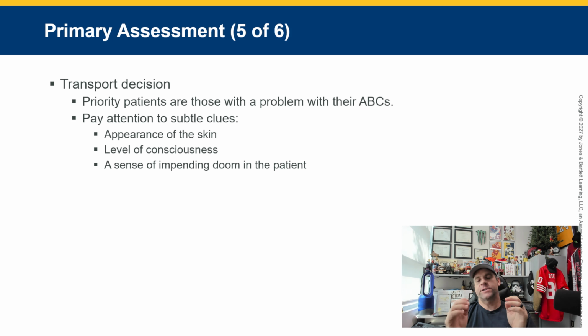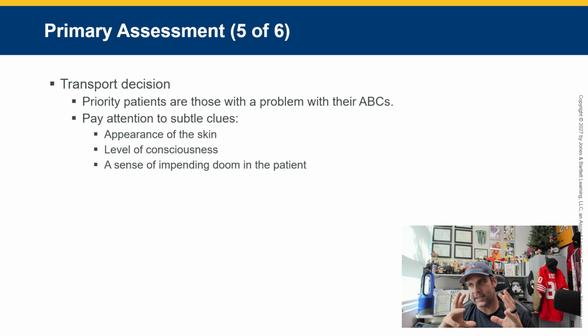Transport. So the transport decision follows directly from your primary assessment. Once you're done with your primary assessment, you're formulating a plan. What do you need to do? What treatment should I do? More importantly, do I need ALS? Is this a BLS call? What hospital should I go to? Should I fly the patient out? Should I go by ground? What's the closest, most appropriate facility? Do I want to bypass the closest hospital to go to a different one?